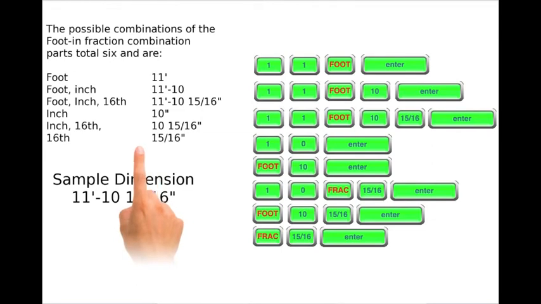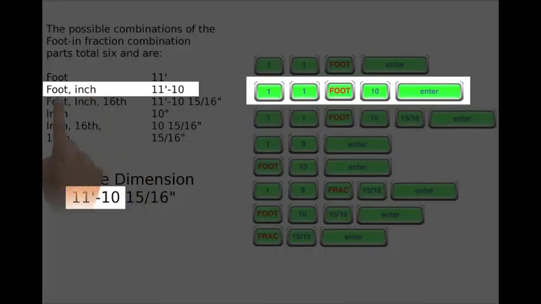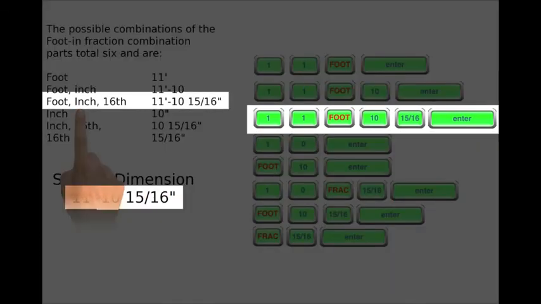Starting with the first possibility, foot, this is entered pressing 1, 1, foot, enter. The next possibility, foot inch, this is entered pressing 1, 1, foot, 10, enter. And the next, foot, inch, 16th, this is entered pressing 1, 1, foot, 10, 15, enter.